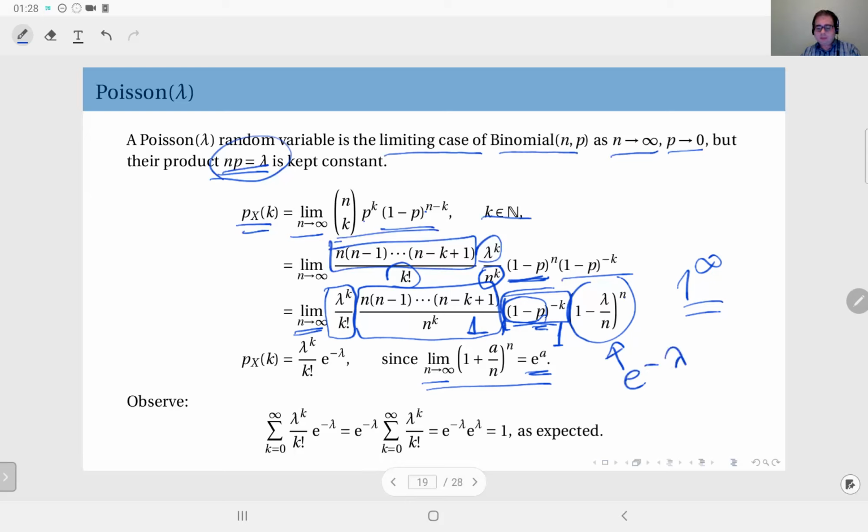So what we have here is this is 1, this is 1. I have lambda to the power k divided by k factorial multiplied by e to the power minus lambda. So this is the PMF of the Poisson distribution.